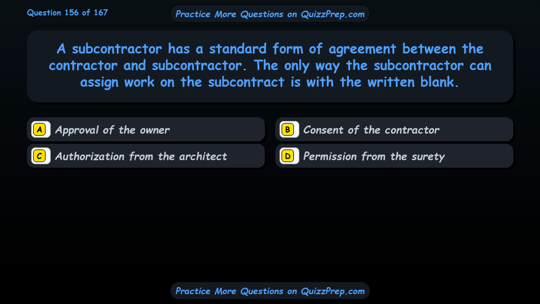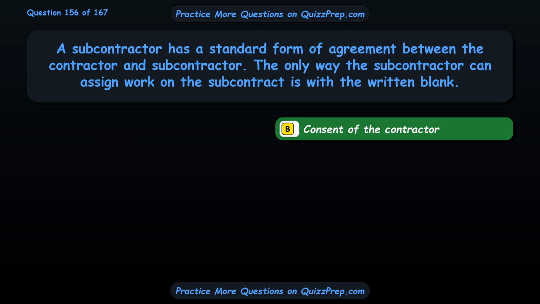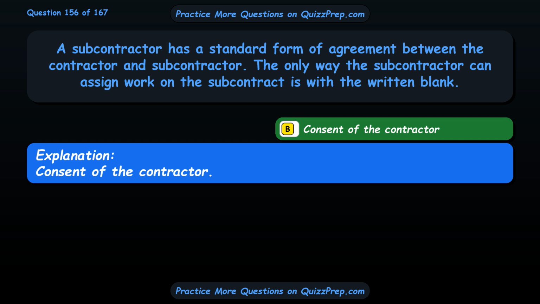Question 156. A subcontractor has a standard form of agreement between the contractor and subcontractor. The only way the subcontractor can assign work on the subcontract is with the written blank. Option A. Approval of the owner. Option B. Consent of the contractor. Option C. Authorization from the architect. Option D. Permission from the surety. The correct answer is option B. Consent of the contractor.